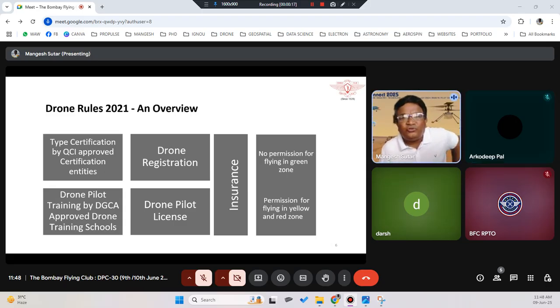So, Drone Rules 2021 is the document which was published on 25th of August 2021. Remember this date. This date is also there in your summary sheet as well as in your drone.